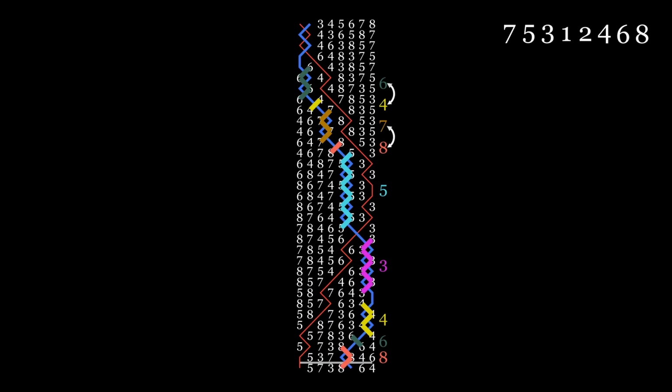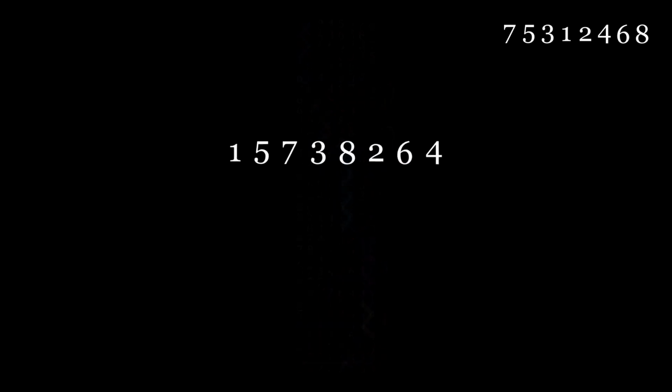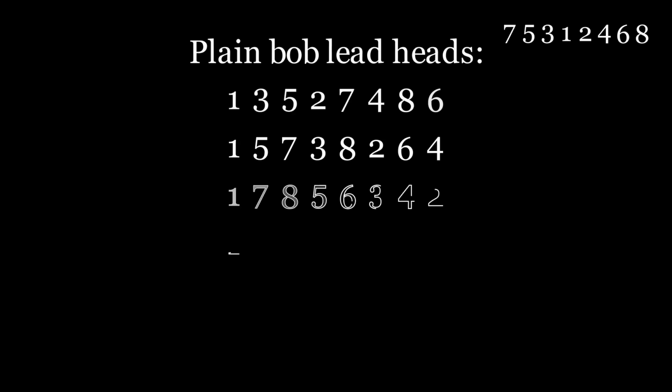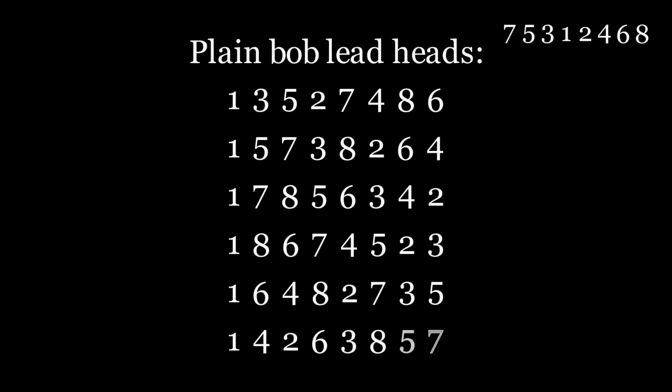All methods I've mentioned here have plain bob lead heads, where the lead head of the second lead is one of the lead heads of plain bob. This is what ensures the coursing order stays consistent between leads. If a method doesn't have plain bob lead heads, a different sequence could be used with the same effect. However, to reduce the amount of stuff to remember, our sequence is often just used anyway.